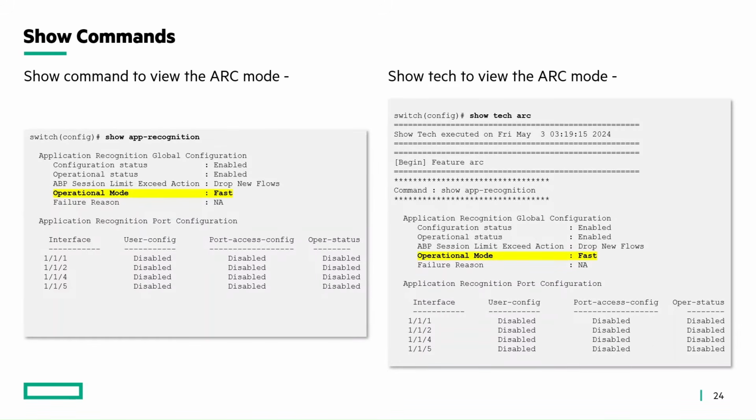Troubleshooting. Let's see the list of steps to be followed for troubleshooting any issues with respect to this feature. The foremost step is the show commands. Here is the list of show commands to view the current operating mode of ARC. We can do show app recognition and it has an option to display the current operational mode. Similarly, we can use the show tech to view the ARC current operating mode.